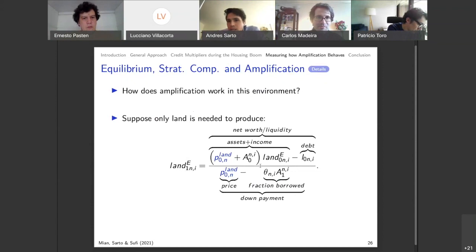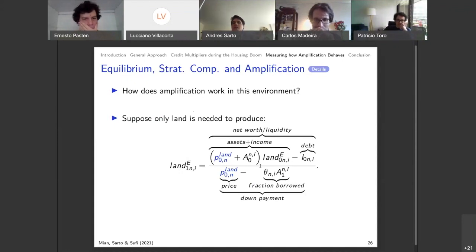From this, we already see that if we increase theta, we're going to have an increase in demand. What's crucial is what happens to this demand when the price increases. Is this demand going to go up or down? There are two effects here. We have the usual downward sloping effect of demand curves: when the price of the asset increases, we get a lower demand because the down payment increases.